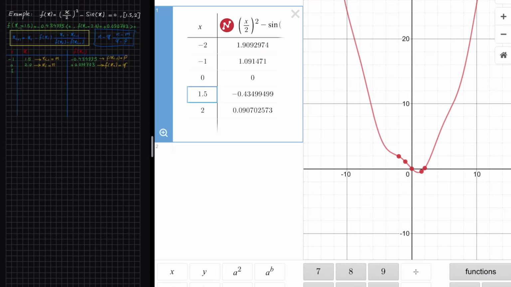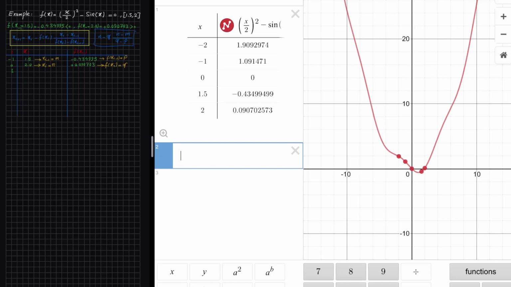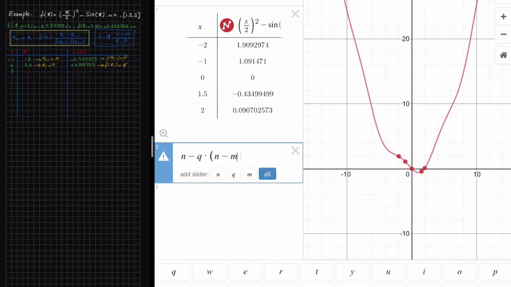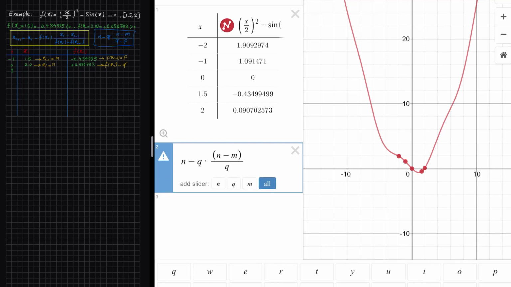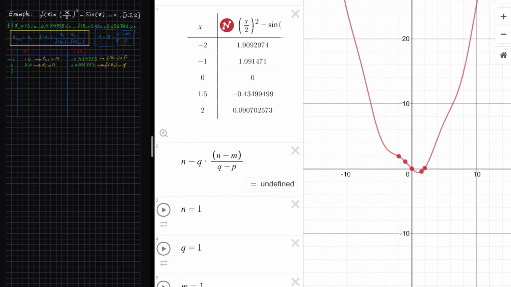So here I define the new equation. So n minus q times n minus m divided by q minus p, and we hit enter here.